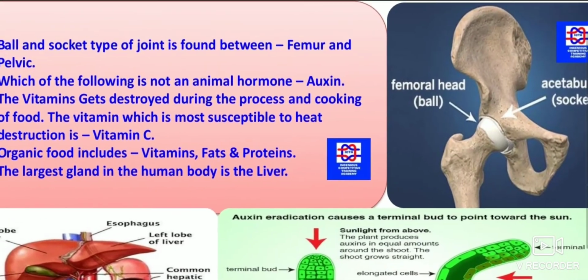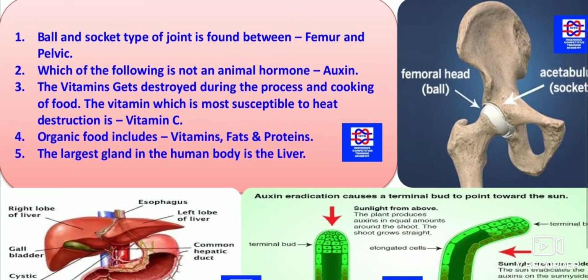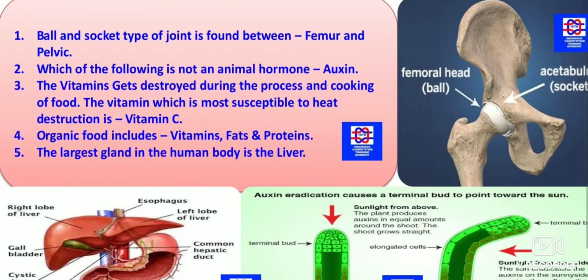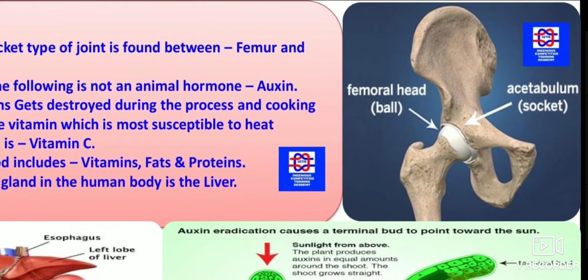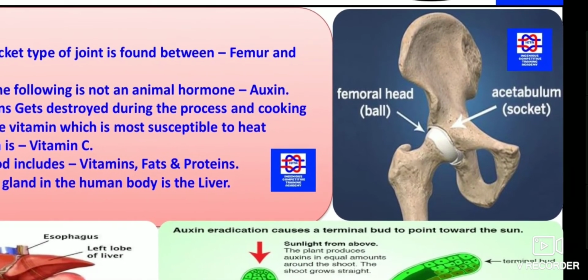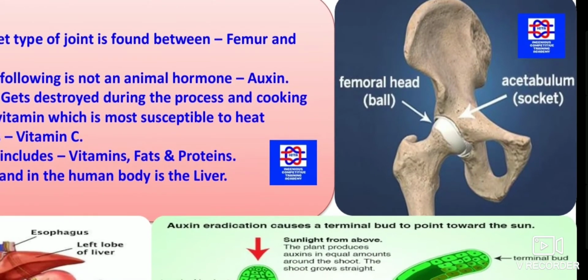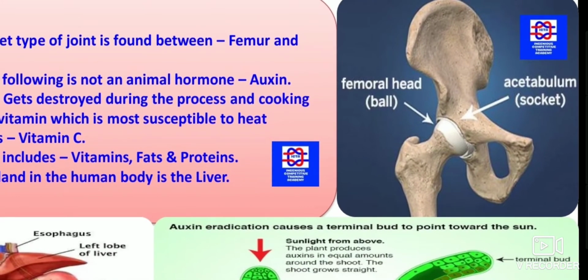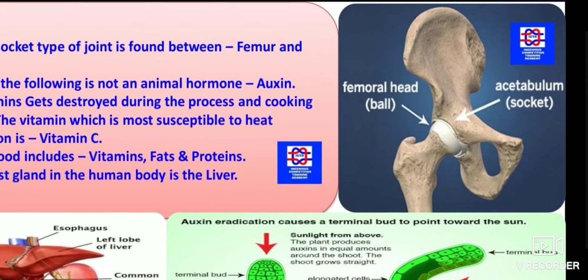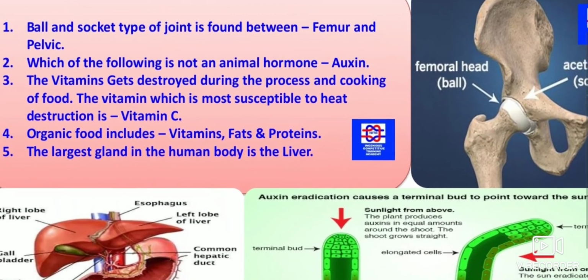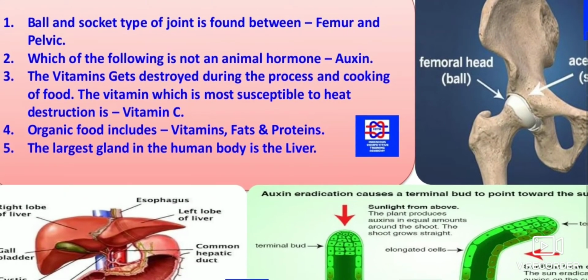Next we have, ball and socket type of joint is found between femur and pelvis. As you can see here, femur head is the ball, and the socket is the acetabulum. So the acetabulum is known as the socket and the femoral head is known as the ball. So these are all ball and socket type of joint found between femur and pelvis.